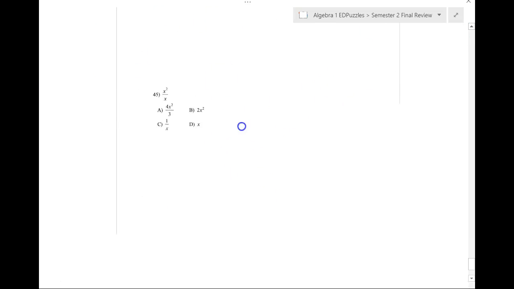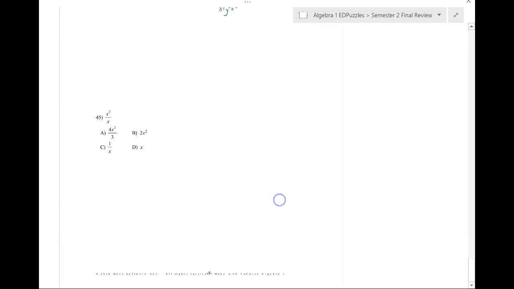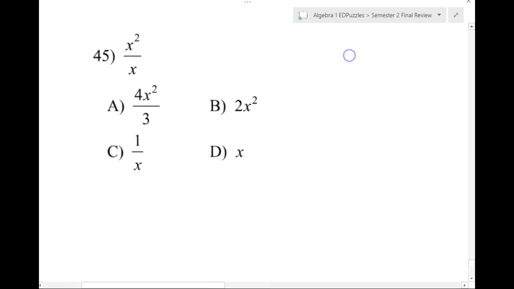Last one. Oh my goodness, you made it to the end. Alright, so now when you divide variables, you subtract. So it's simply 2 minus 1, you do the top number minus the bottom number, and that's x to the 1, or simply just x, which we know is D.